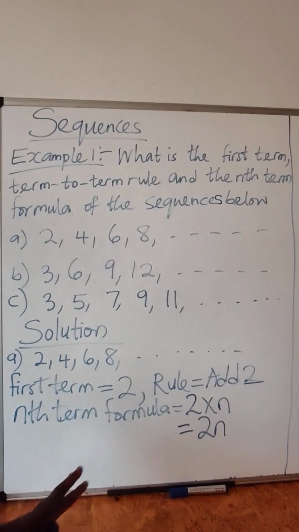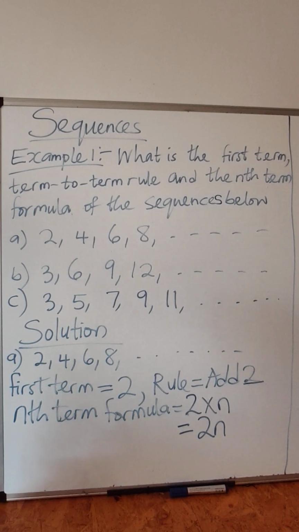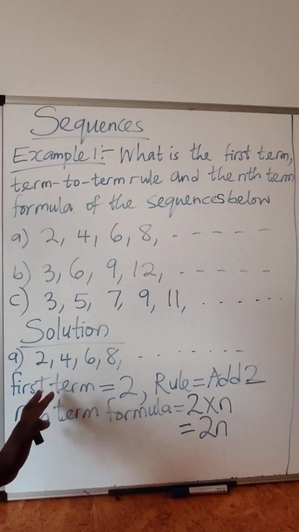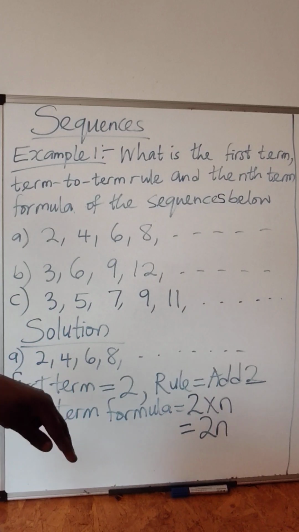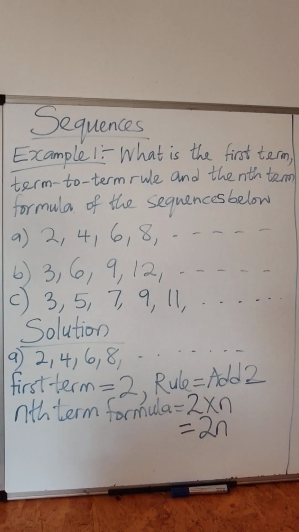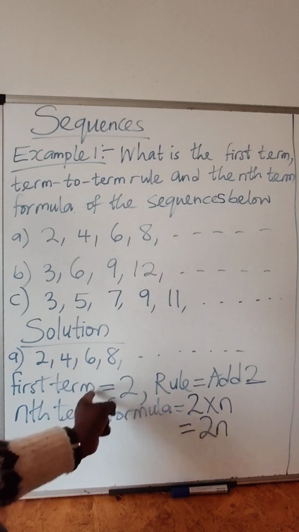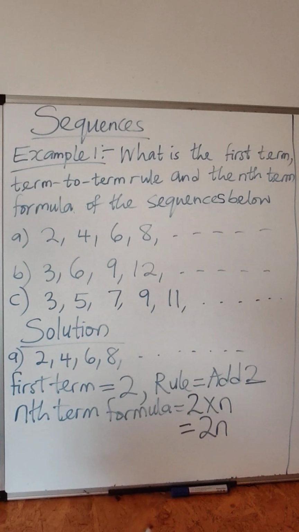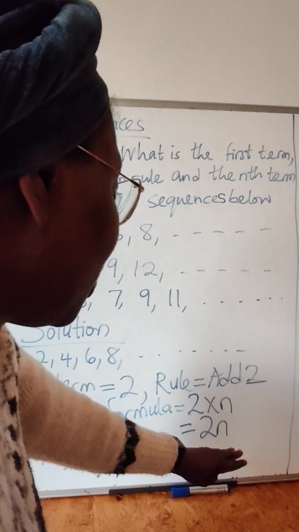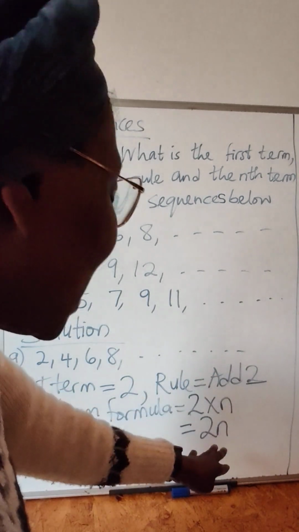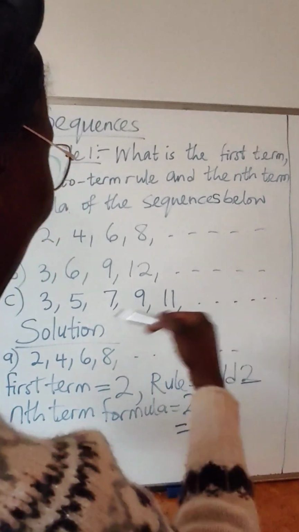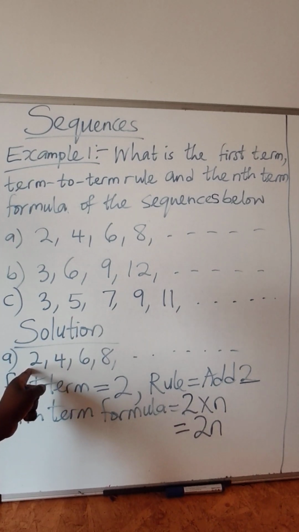The nth term formula is equal to 2n. But in a case where your first term, which is the starting point, is greater than the rule, it means your nth term will be the rule with n, with something added to get the first term.